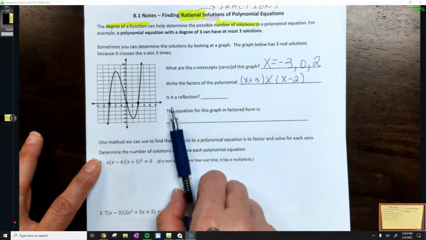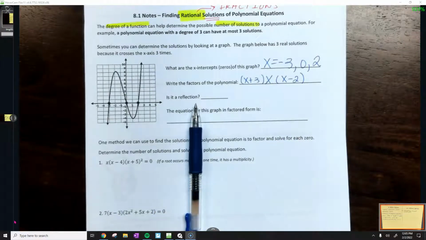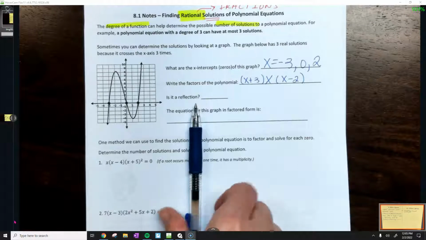And then, is this graph a reflection? I don't know. Look at the right side of the graph. Look at the arrow. Is the arrow pointing up or down? Then it's not a reflection. We're going to write now.